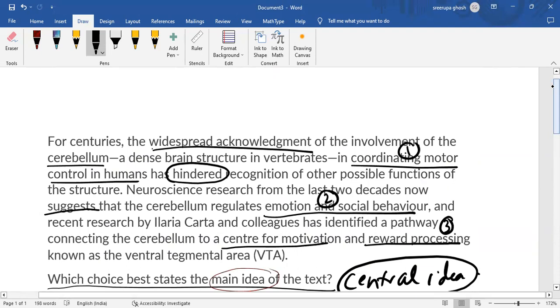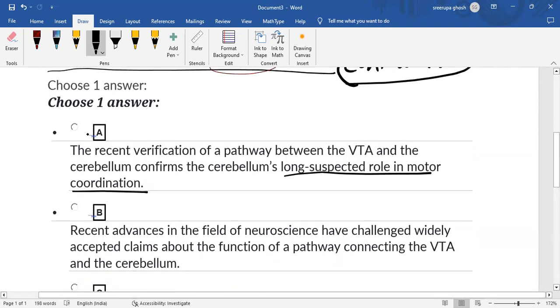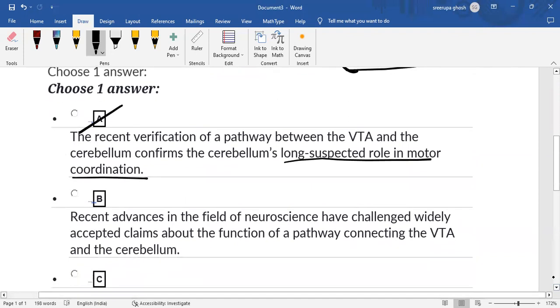The identification of the new pathway has basically helped in finding out how the cerebellum is acting as a center for motivation and reward processing, right? Yes. So this is wrong. We can strike it off. Okay, what about choice B?